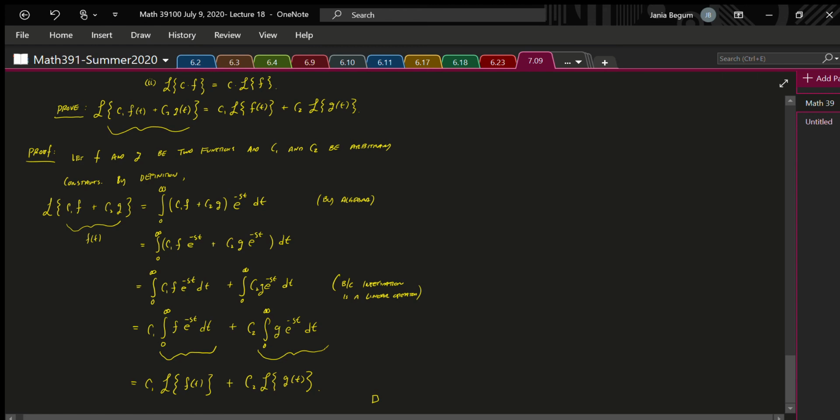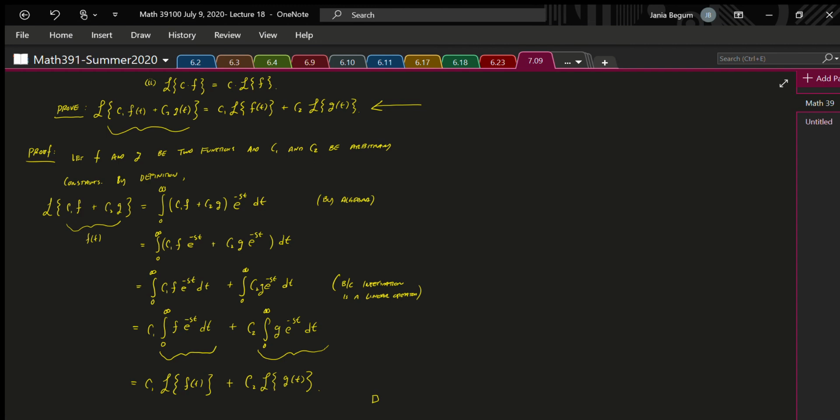So this was the statement, and we have shown that statement simply by using the definition of the Laplace transform and using the material we know from the past, that integration is a linear operator. So that helps us with the proof. Pretty cool, okay? I hope you find this cool as well. Alright, so any questions?